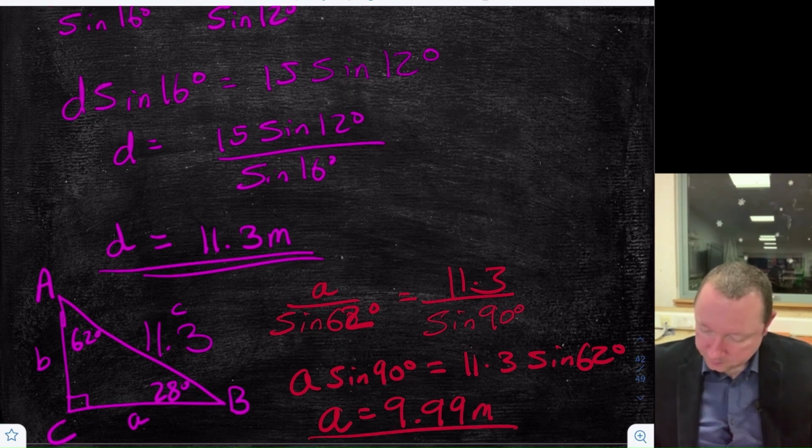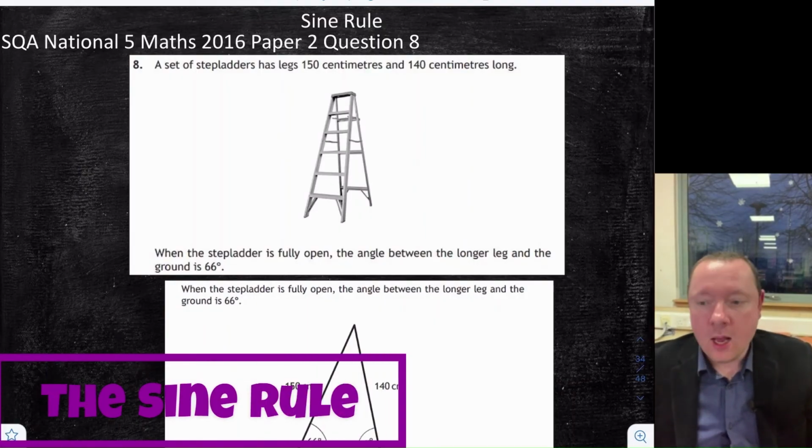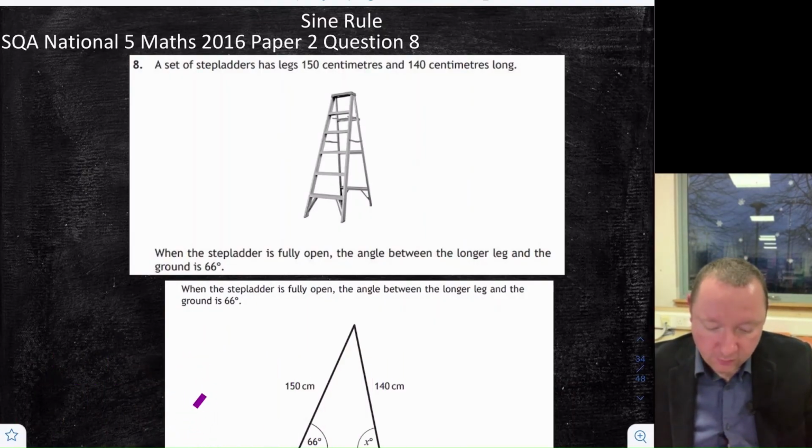And we're done for 5 marks. Looking at the sine rule first of all. So we're going to look at a few National 5 questions and get into it straight away.